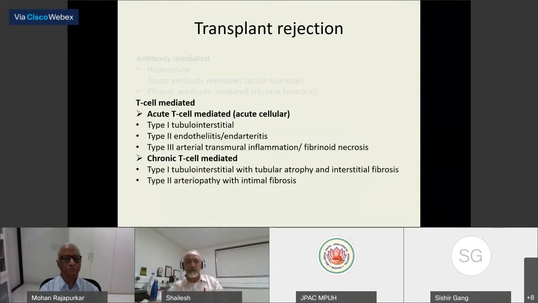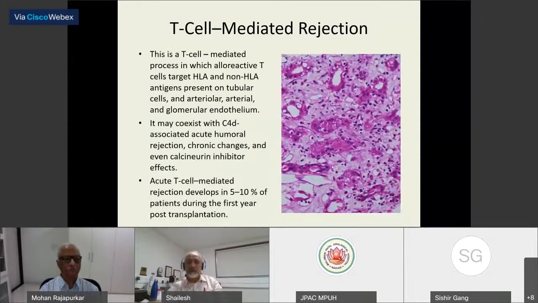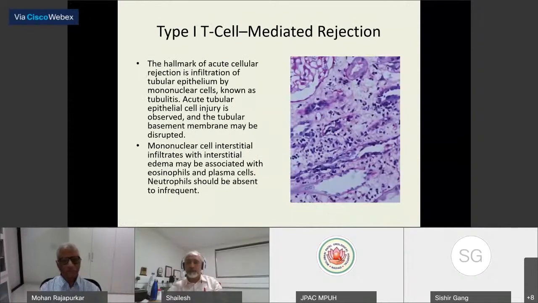Then next is T cell mediated rejection. That could be either acute T cell mediated rejection type 1, type 2, type 3, or chronic T cell mediated rejection, where we can see the classic tubulitis, with positioning of lymphocytes between the epithelial cells and tubular basement membrane. We can clearly identify that this is a lymphocyte by the halo surrounding the nucleus. Here we can see a severe tubulitis with desquamation of epithelial cells. This is type 1 tubulitis.